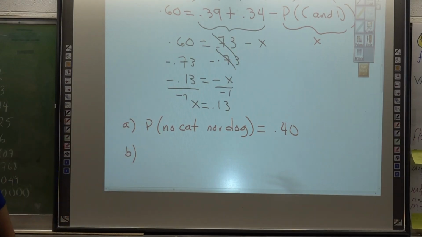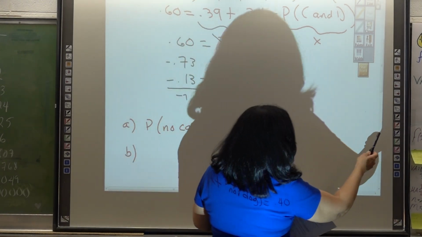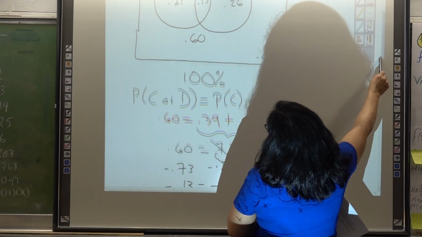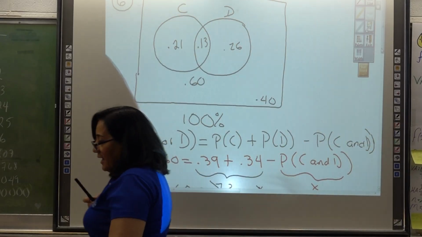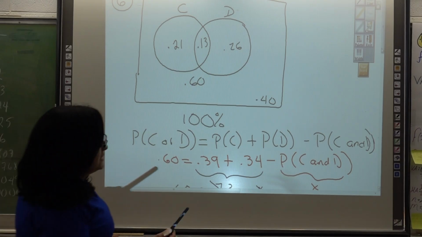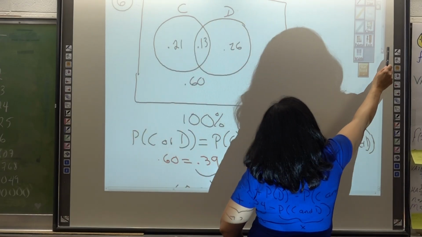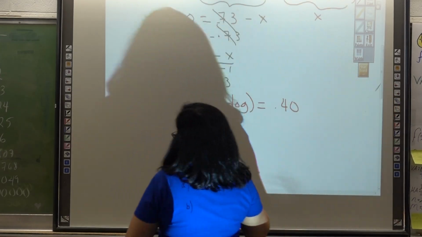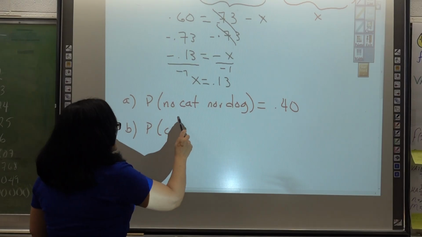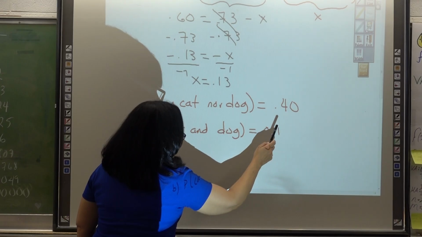Part B, see, we have everything in the diagram. What is the probability that a randomly selected U.S. household owns both a cat and a dog? Probability of a cat and a dog is exactly the intersection of these two sets. The probability of that happening is 0.13. Probability of cat and dog is 0.13.